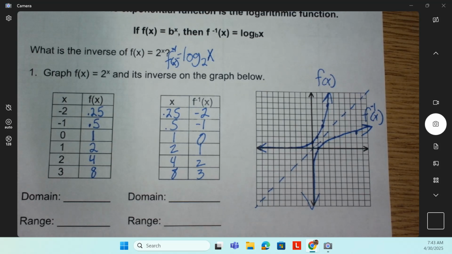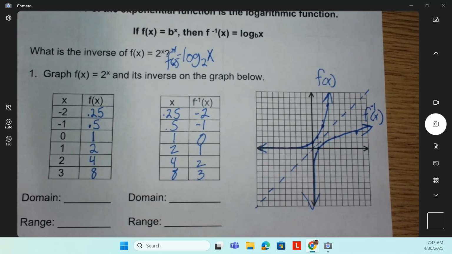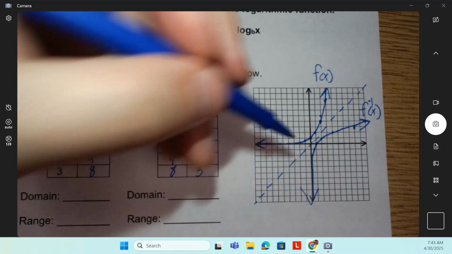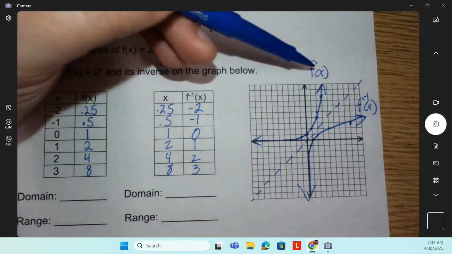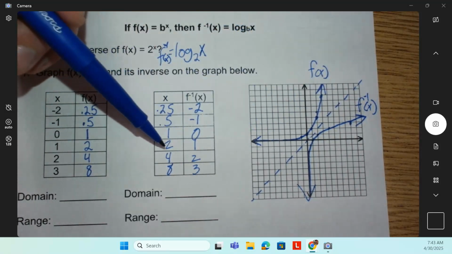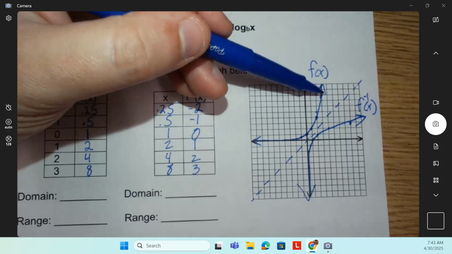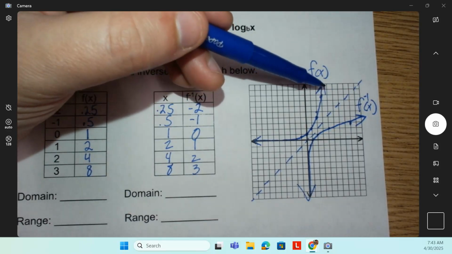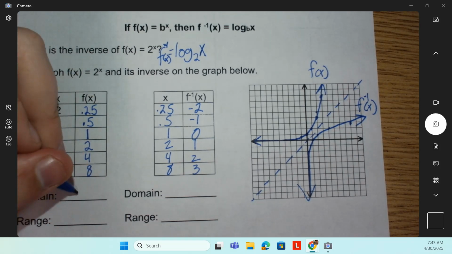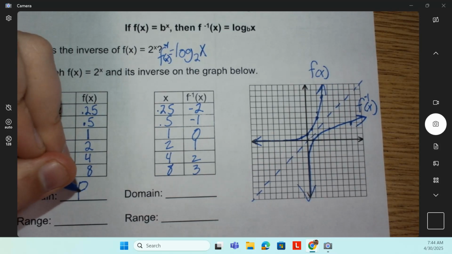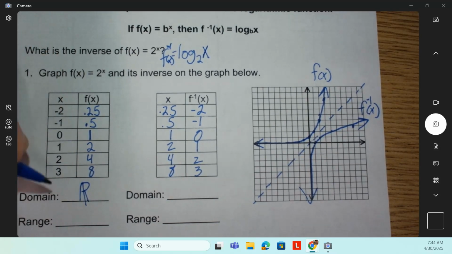And last but not least, it asks us about the domain and range of each. So if we look at the domain here on my original function f of x, it's going out all the way to the left. There's nowhere where it's going to stop on the right. You can also think about that as I can put in any number that I want to for x, negative 1 million, positive 1 million, like anything in between. So my domain then is going to be all real numbers.